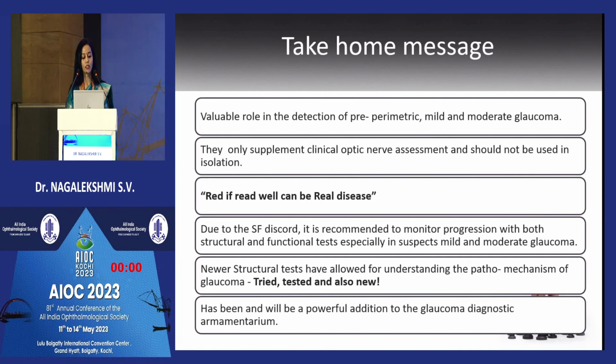So the take-home message is structural tests have a valuable role in the detection of preperimetric, mild and moderate glaucomas. They only supplement clinical optic nerve assessment and should not be used in isolation. If read well, can be real. Due to the structure-function discord, it is recommended to monitor progression with both structure and functional test. The newer structural tests have allowed for understanding of the pathomechanisms of glaucoma per se. So it is tried, tested, and also new.